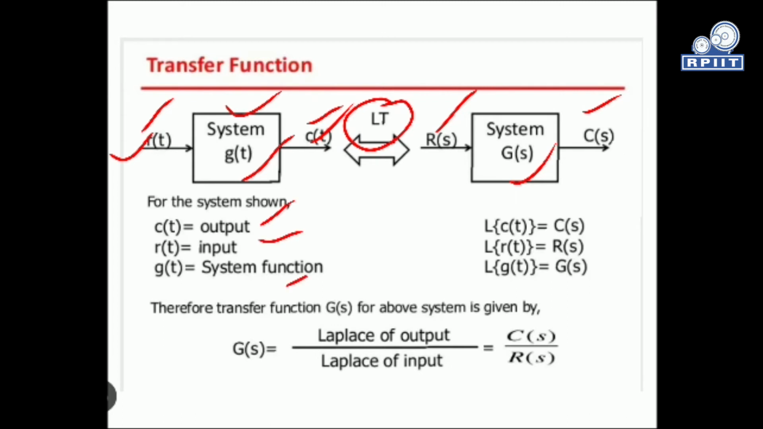As we say, the Laplace transform of the output divided by the Laplace transform of the input is the transfer function. The Laplace transform of c of t is C of s, of r of t is R of s, and of g of t is G of s. So the Laplace transform of output divided by the Laplace transform of input is equal to our transfer function, which is nothing but G of s. C of s is our output and R of s is our input. So this is our transfer function, and you can see that it gives the relationship between the input and output.